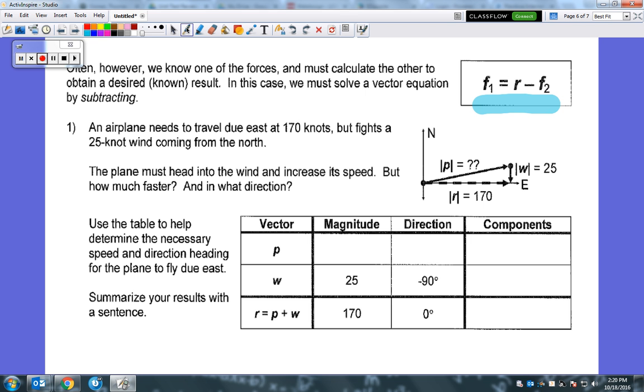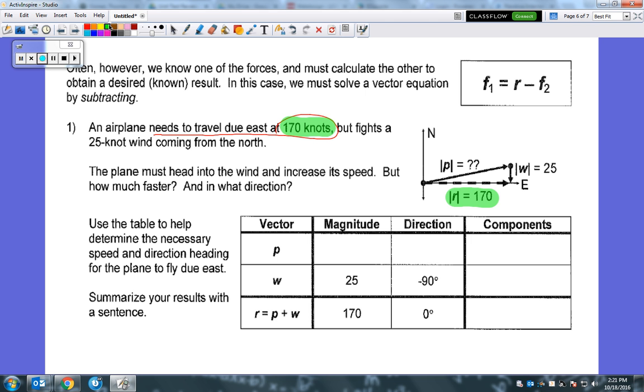Okay? So the resultant, we're going to know this, and we're either going to subtract this in order to get this, or we're going to subtract this in order to get the middle one. That's all it is. So let's go ahead and set up the equation or the chart. It says an airplane needs, and this is how you're going to know that it's going to be the subtraction, because you know what it needs to do. It needs to go east at 170 knots.